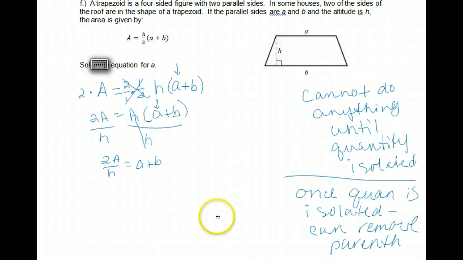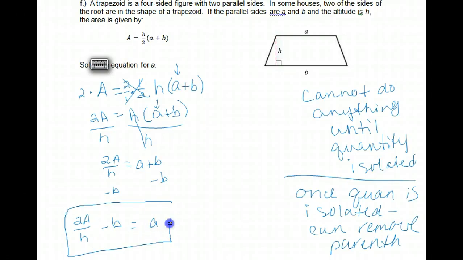So the last step here says, how do I get rid of addition? We subtract. So since we're adding b, we will subtract b from both sides. So we will just rewrite this last line as 2A over h minus b equals a. And there is your final answer.